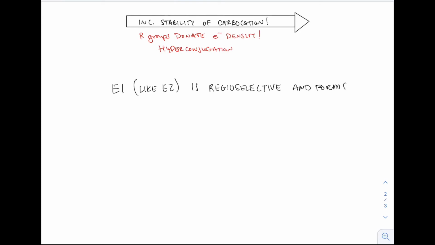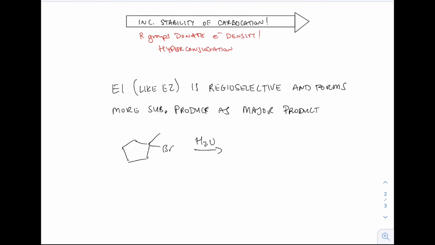Just like the E2 was regioselective, so is E1, because it forms a more substituted alkene. If you don't remember all of the details to that, refer back to the previous videos, because there's plenty of detail to talk about there. But let's go over an example right here.